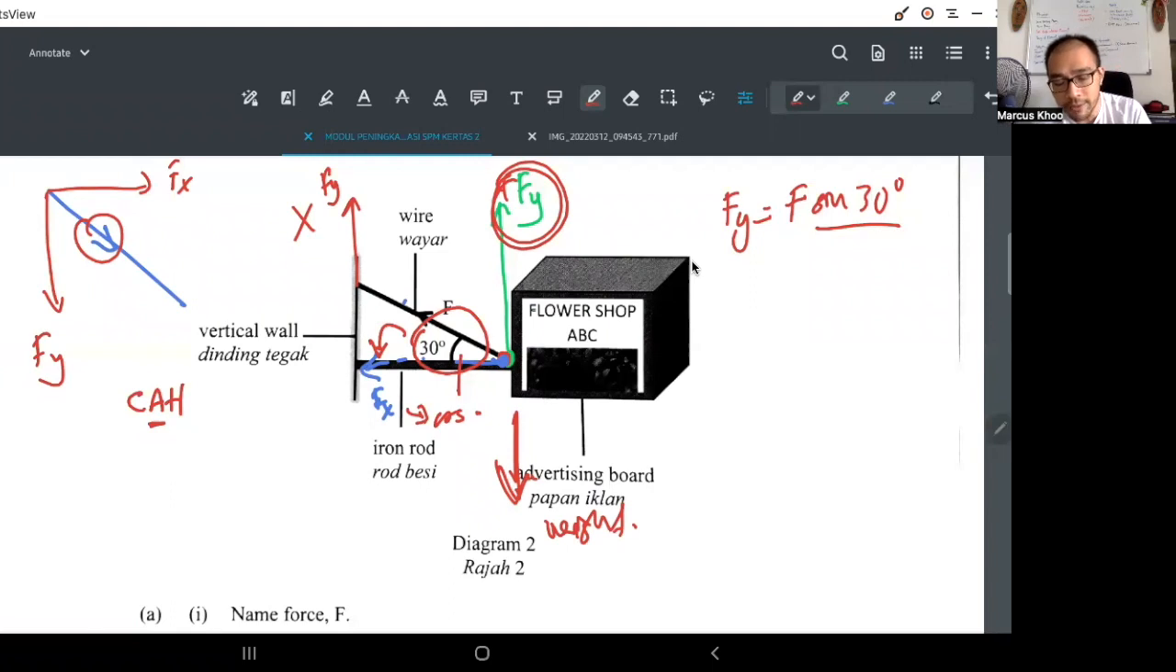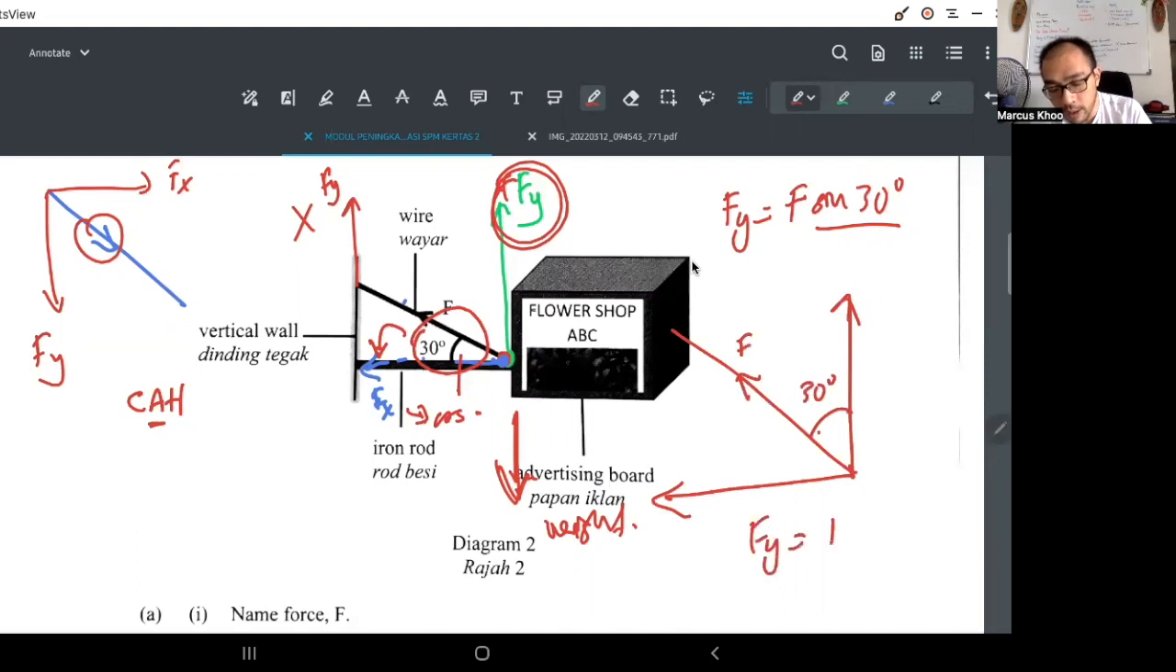So let's say for example, the angle is here. For example, the angle is here, and this is 30 degrees. So that means my Fy will be F cos 30. Why? Because the 30 degrees is adjacent, is next to the Fy. So let the angle help you, let the angle help you to know whether it is sine or cos.